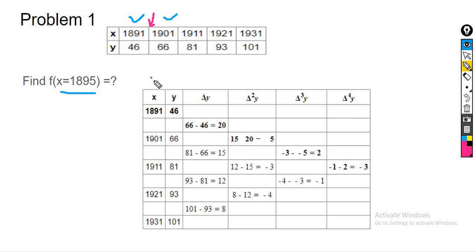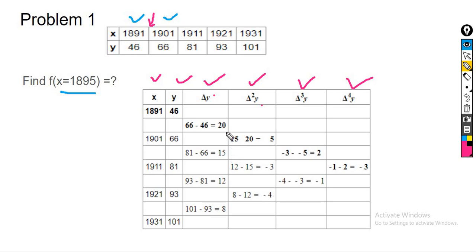Okay, so the techniques are simple. Take x and y, and get the values of delta y, delta 2y, delta 3y, delta 4y. It ends at delta 4. So now you can see the differences: 66 minus 46, 81 minus 66, and you have the set of values for delta y. So what is delta 2?